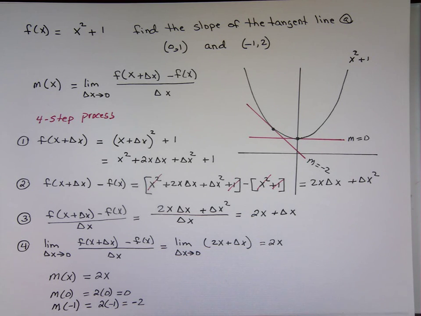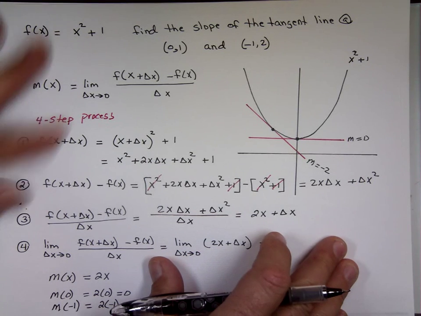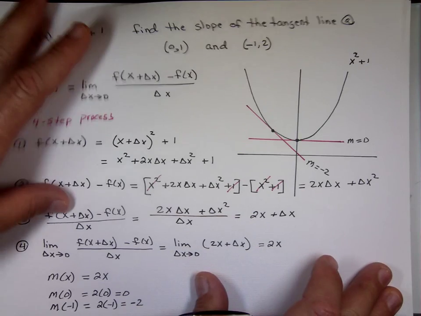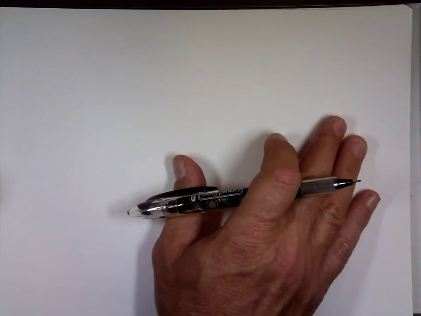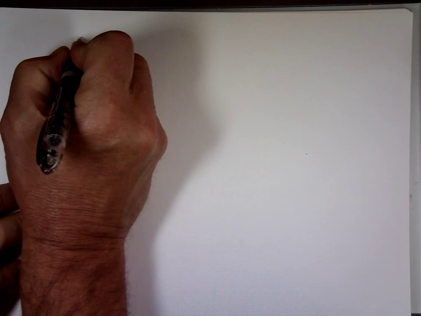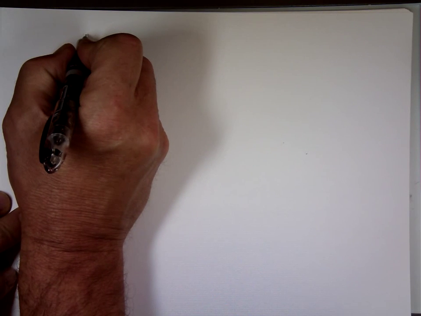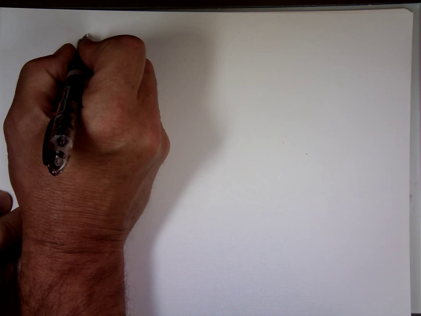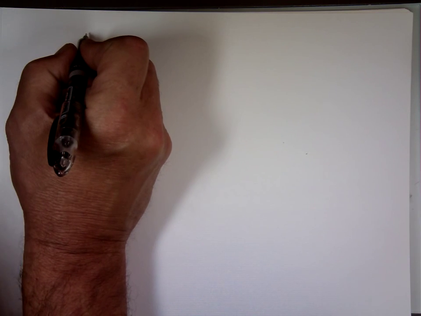Now, the slope of the tangent line, or this equation, is known as the derivative. I use that word derivative. So let me just say that. So, definition of derivative.